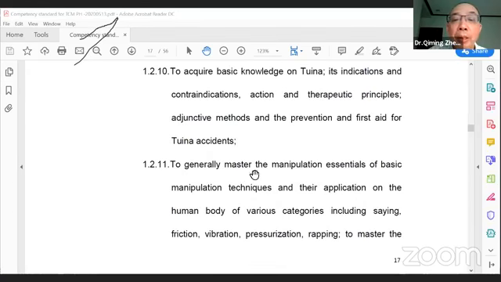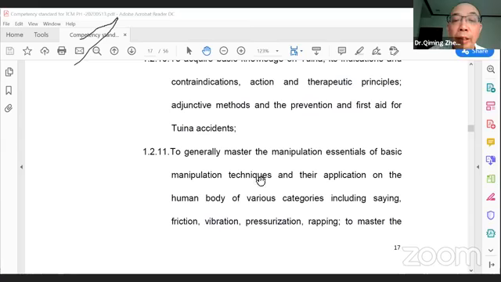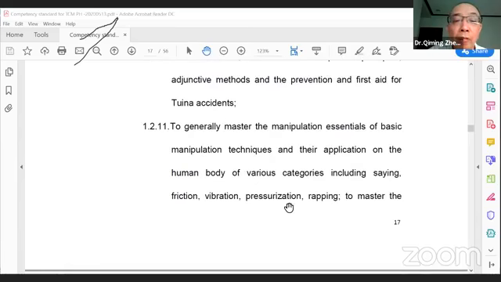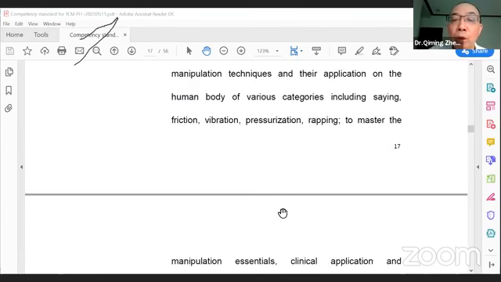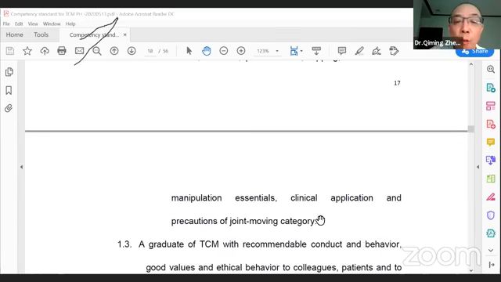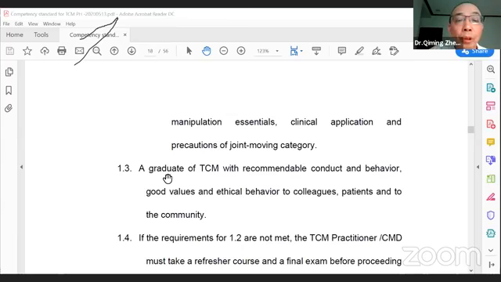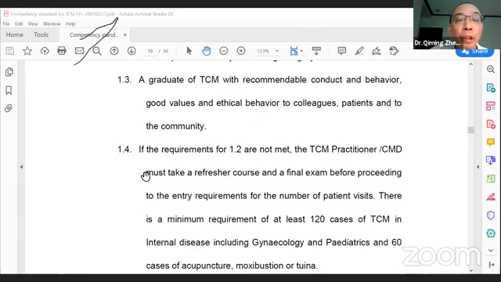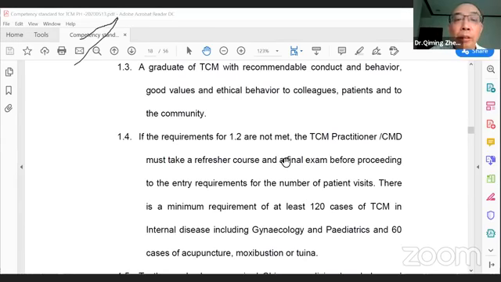To generally master the manipulation essentials of basic manipulation techniques and the application on human body of various categories, including saying, friction, vibration, pressurization, wrapping, to master the manipulation essentials, clinical application, and precautions in category. 1.3, a graduate of TCM with recommendable conduct and behavior, good values, and ethical behavior to colleagues, patients, and to the community.